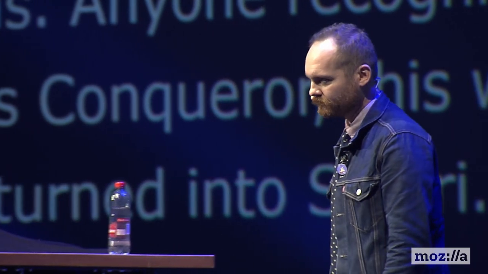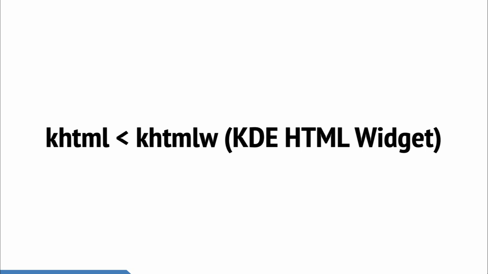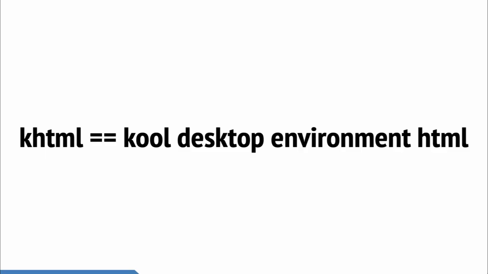So KHTML, if you've ever looked at the user agent string of a Chrome browser or an IE browser or of a lot of other browsers, it'll say KHTML, comma, like Gecko. And where that comes from, KHTML comes from the KHTML library, which was the KDE HTML widget, which comes from cool desktop environment HTML, right? So KHTML, you have to pronounce it cool HTML. Raise your hand if you already knew that. That's weird. Hardcore Linux nerds. There's a few over there, none over there.